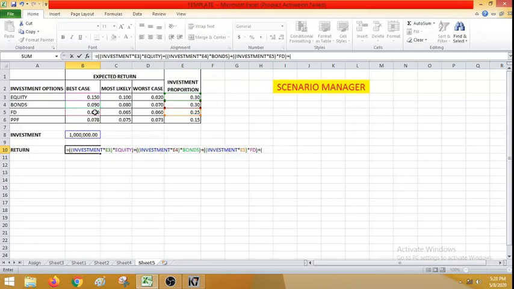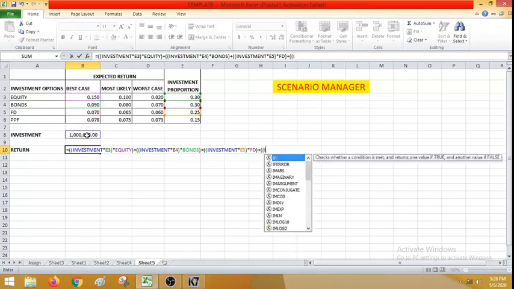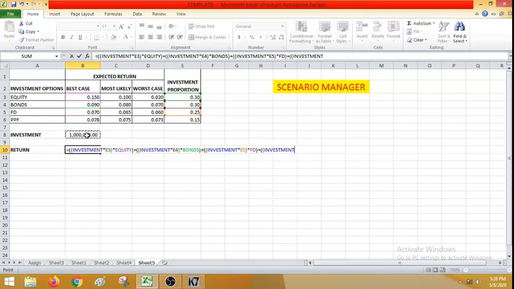Now it is going to be for PPF. Again, the total investment is 10 lakhs, multiplied by the investment proportion, 15%, multiplied by the corresponding return, 7.8%, right? So what is the formula here? Investment and the corresponding investment proportion multiplied by the return of that specific investment option. So this is the formula.